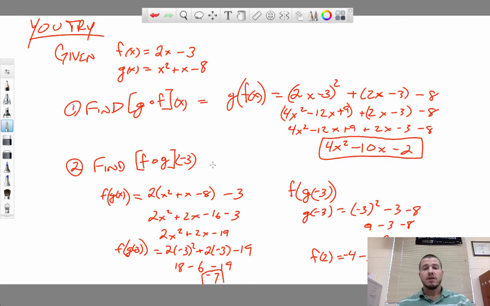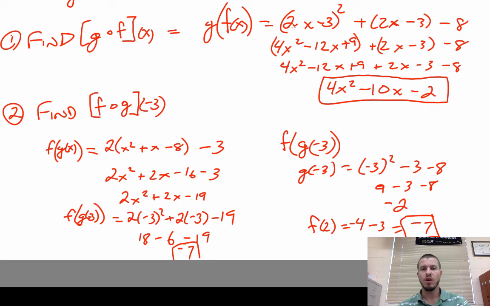So here are the U-try answers. The first one, you have to square. You're plugging in 2x minus 3, so you get 2x minus 3 squared. And when I square that, you multiply it by itself, and you should get this quadratic. And then just combine all your like terms, and you end up with 4x squared minus 10x minus 2.